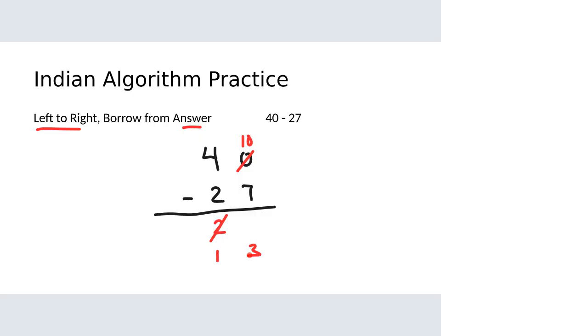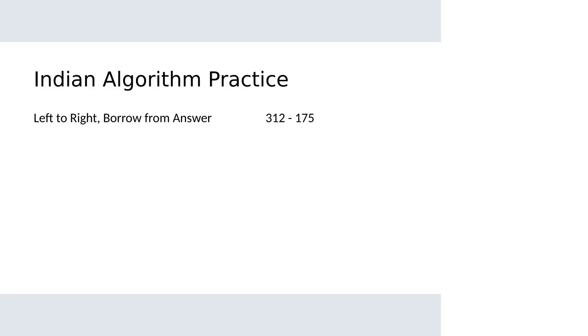And here we just had one place value position. I want to give you a chance to ask questions on this, and then I'm going to let you try one that actually goes over to the hundreds place instead of just ones and tens. All right, here goes. 312 minus 175. Try that one using the Indian/European algorithm. I'll give you a minute or two to do it, and then we'll talk about it together.